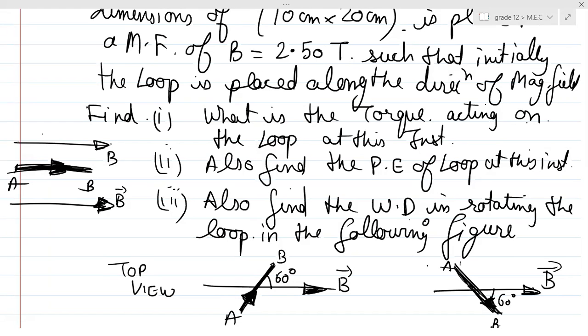So, what does the second figure mean? No, the next one. This one is for the first and second part. When the loop is initially placed along the direction of the magnetic field, this is the figure. You need to find the torque as well as the potential energy in this case. And for the third, it is rotated from here to here, so you need to find out the work done in this case. Okay.